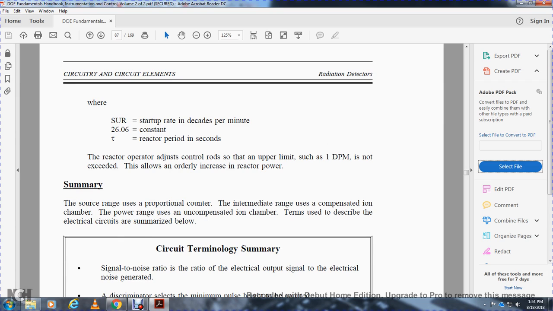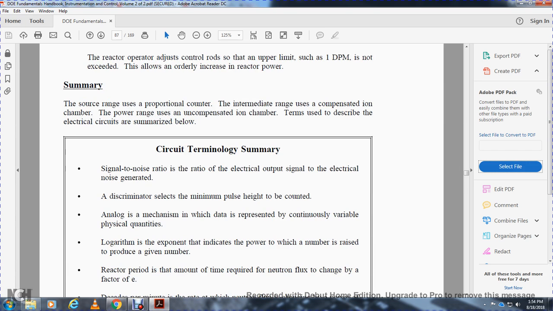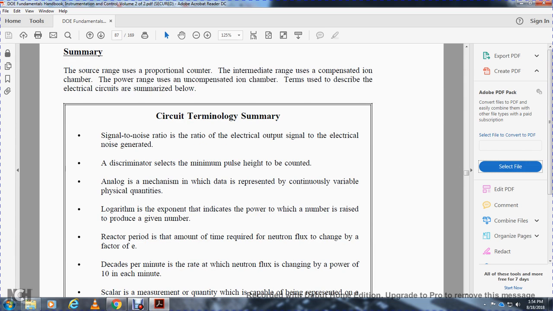Alright, summary. The source range uses proportional counters, the intermediate range uses compensated ion chambers, and the power range uses uncompensated ion chambers. The terms used to describe the electrical circuits are summarized below. Circuit terminology summary: signal to noise ratio is the ratio of the electrical output signal to the electrical noise generated. Discriminator selects the minimum pulse height to be counted. Analog is a mechanism representing a continuous variable physical quantity.